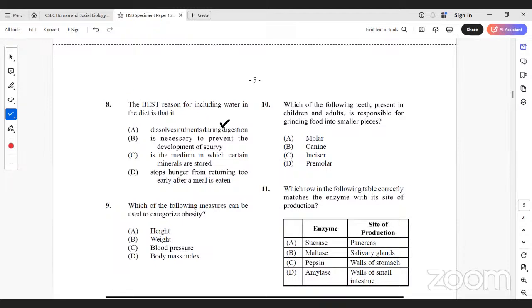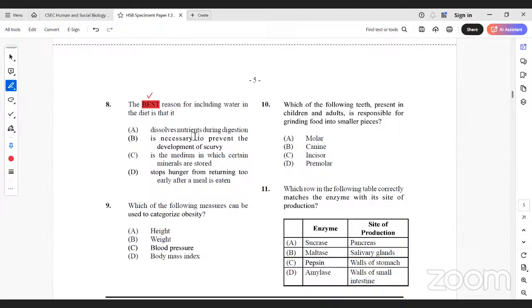Question 8. The best reason for including water in the diet is that, and notice that best in capital letters. They make sure to let you know that best is in capital letters. Why is it in capital letters? They want you to know that there could be more than one correct answer, but you should pick the best answer.